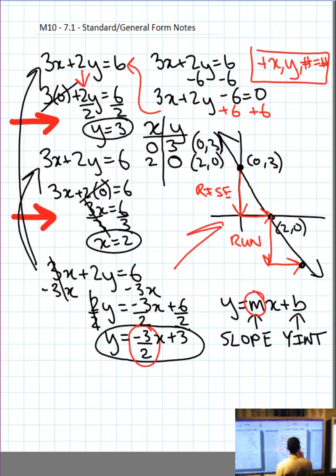And look at the graph. Are we going down 3 over 2, rising and running, down 3 over 2, rising and running? Yes. And that is going to be a great connection.